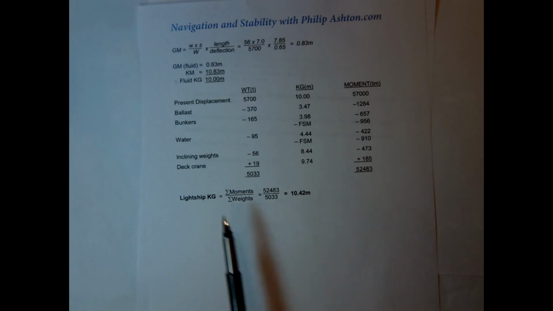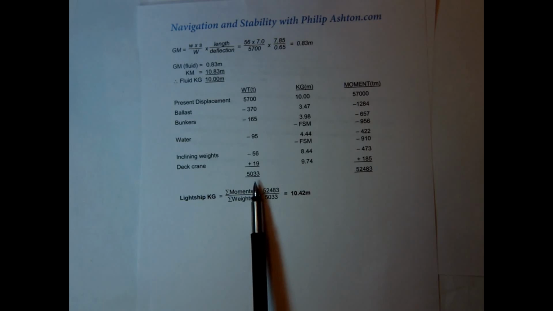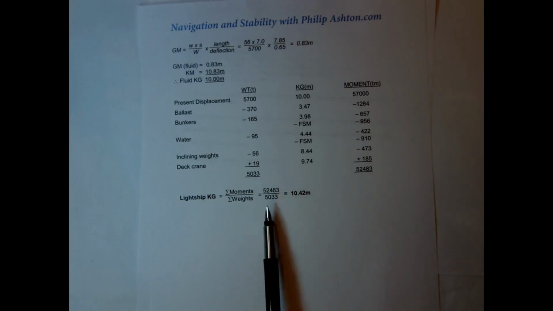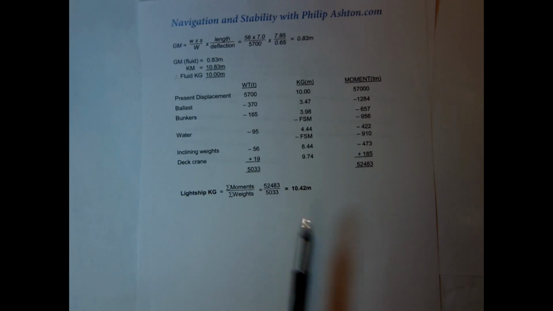So that gives us a light ship displacement of 5033. There's our moments. Divide the light ship moments by the displacement, and we get a light ship KG of 10.42 metres. So that will be the centre of gravity of the vessel accurately calculated for its light ship condition.